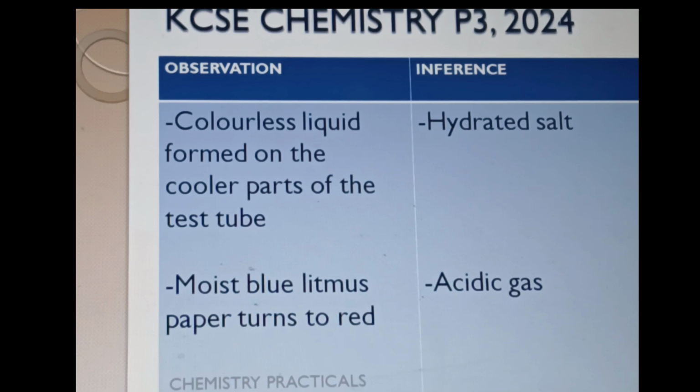On the colorless liquid, a student should not say that a colorless liquid condenses on the cooler parts of the test tube, but a colorless vapor condenses on the cooler parts of the test tube, forming a colorless liquid. Again, a student should say acidic gas, but not acidic compound present.